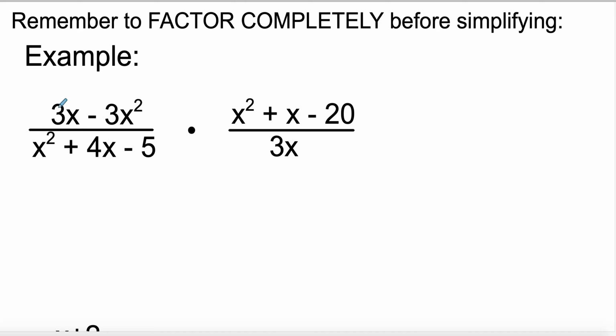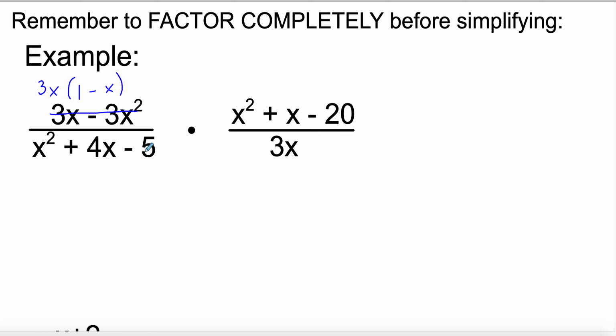Okay, so I'm going to write these down in factored form right below here. So the top right here, actually I'm just going to write it above. Let's see if I can use a different color of ink. So I can take out a 3x from these, right? If I take a 3x out here, I'll have a 1. If I take a 3x here, I will have just an x. So that's what I factor to.